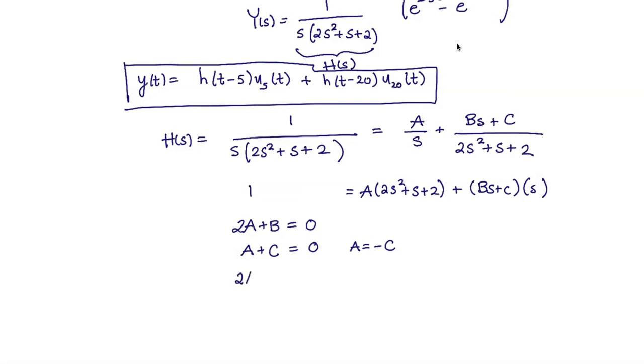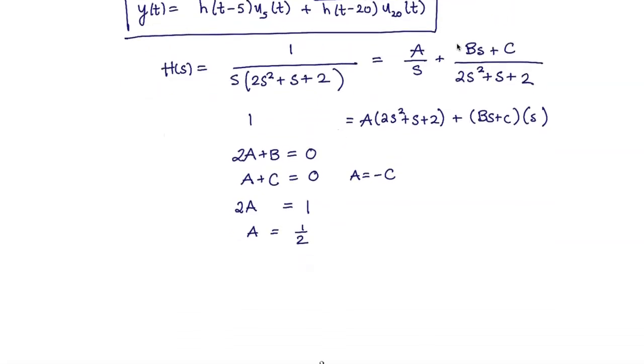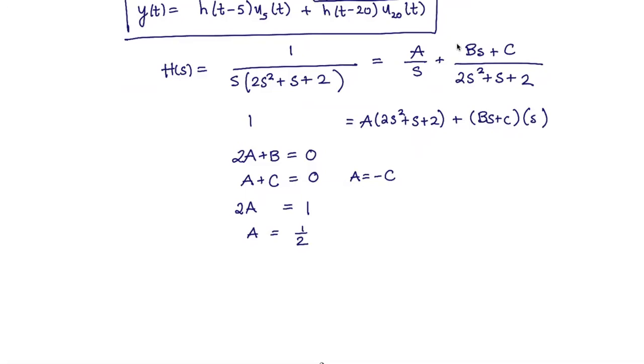And I get that 2a is equal to 1, which means that a is equal to a half. This means also that c is equal to negative a half, and since we have 2a plus b, when I put a in that equation and try to solve it, I get that b is equal to minus 1.